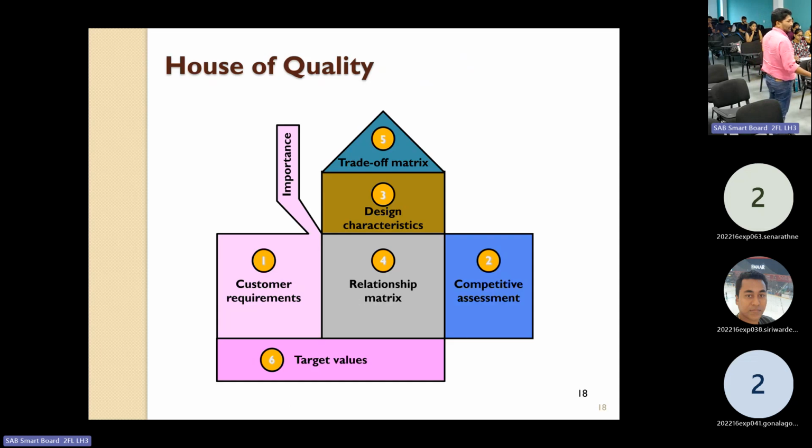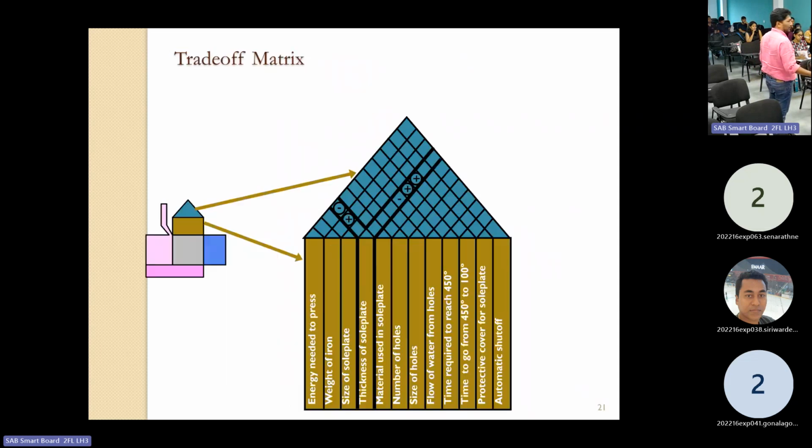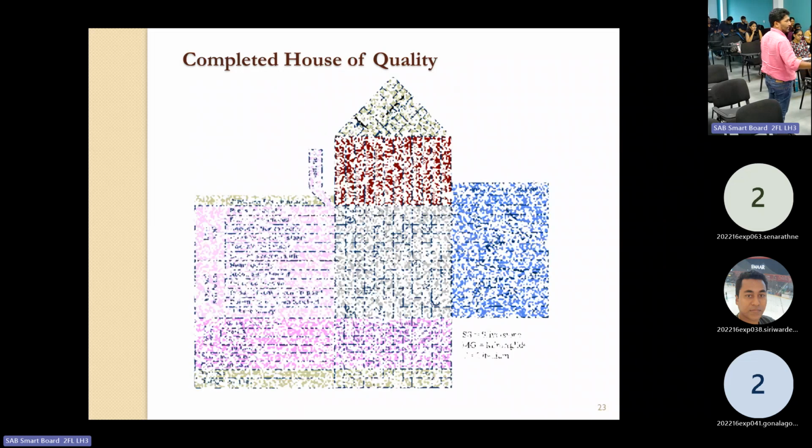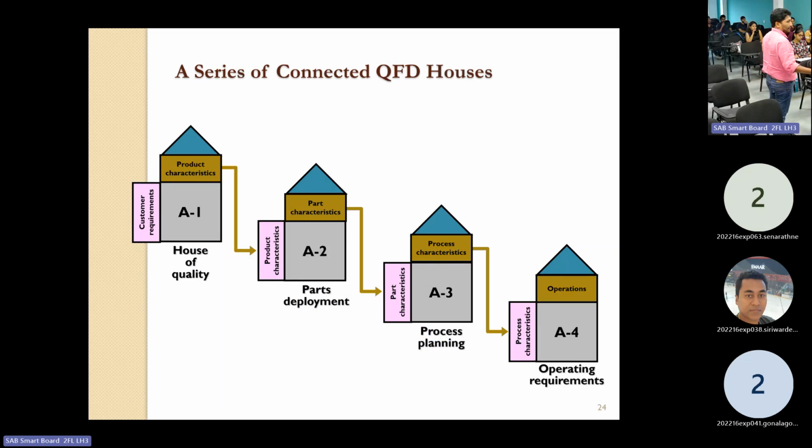So we discussed it with an example. This is for an electric iron. The completed House of Quality tool would look like this. From that, parts deployment to process planning to operating requirements, right? All the steps are connected to each other in this approach called QFD, the latest approach for product designing.